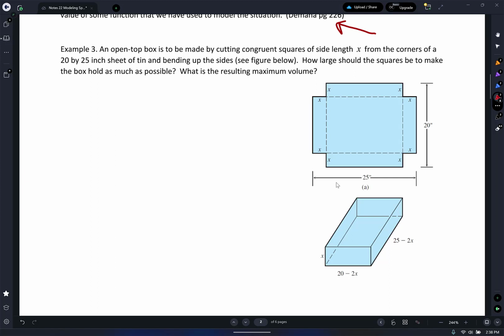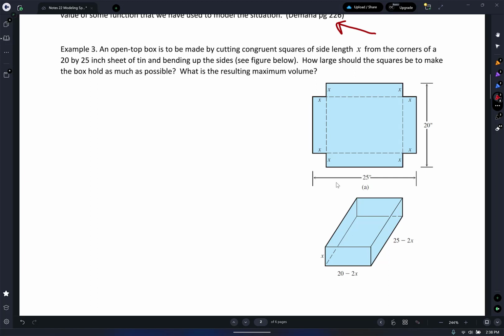All right, so here we go. How do I find, I guess first and foremost, what do they want to maximize? Volume. So I need an expression for volume first. How do I find volume of a box or rectangular prism?